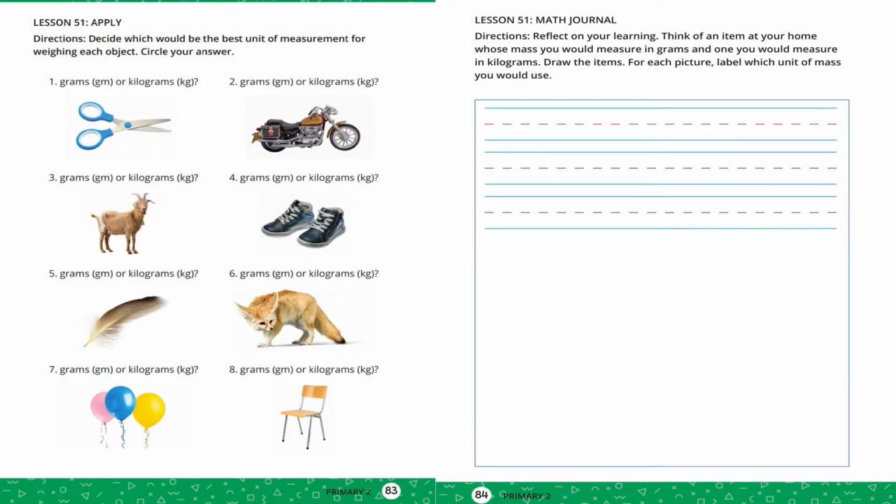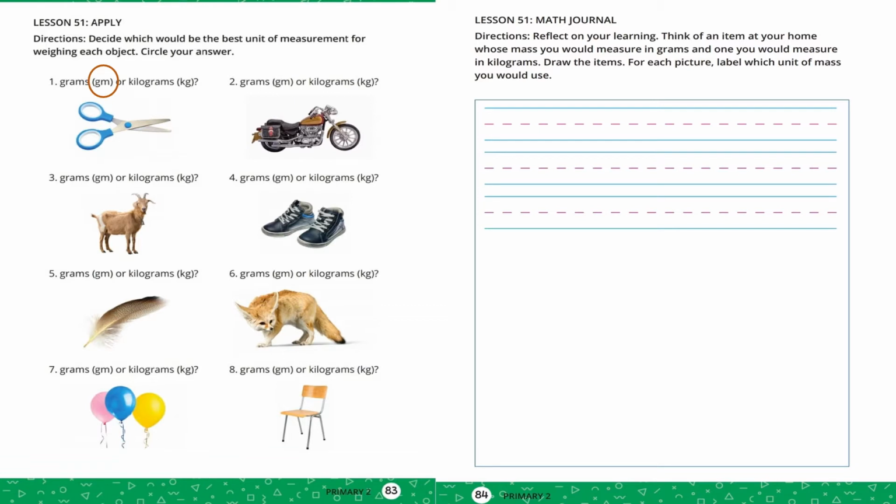Now open your book page 83 and 84. Lesson 51. Decide which would be the best unit of measurement for weighing each object. Circle your answer. Number 1, we have here scissors. Is scissors heavy or light? Scissors is light, so we will make a circle around the grams.